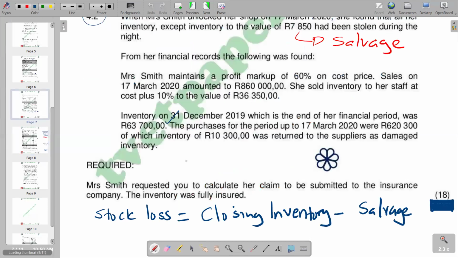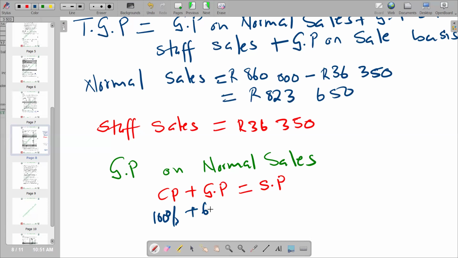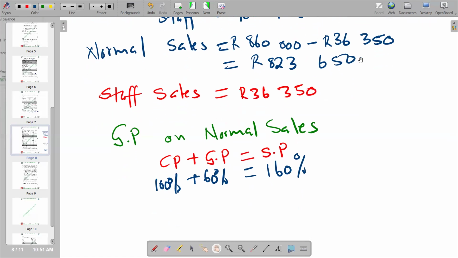And the gross profit percentage depends on the question. So here, according to our question, what sales is 60%. So we are going to say plus. So if you add 60% to your cost price, which is 100%, you're going to get 160% representing your sales, your selling price. So we then make a simple proportion by saying we now know that our normal sales is 823,650.